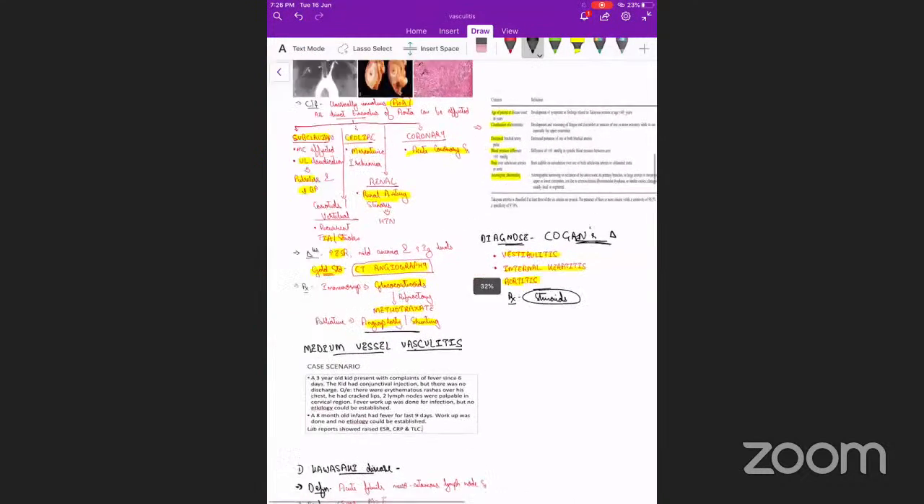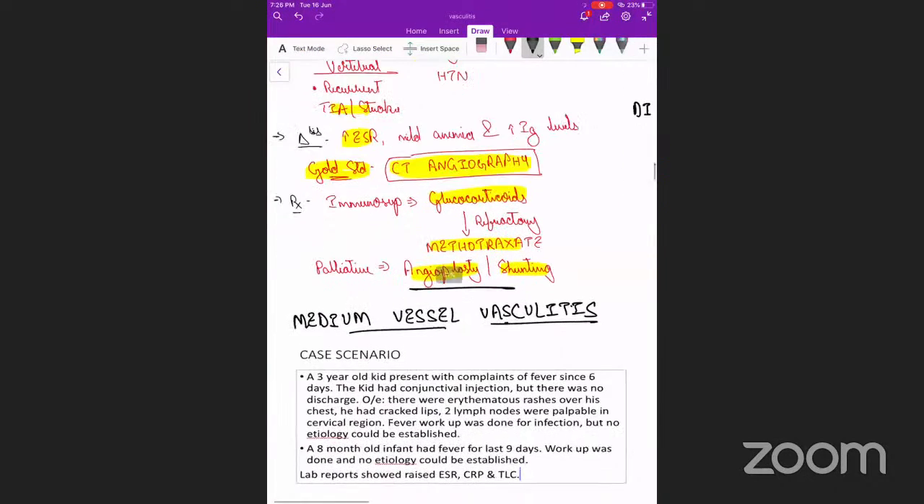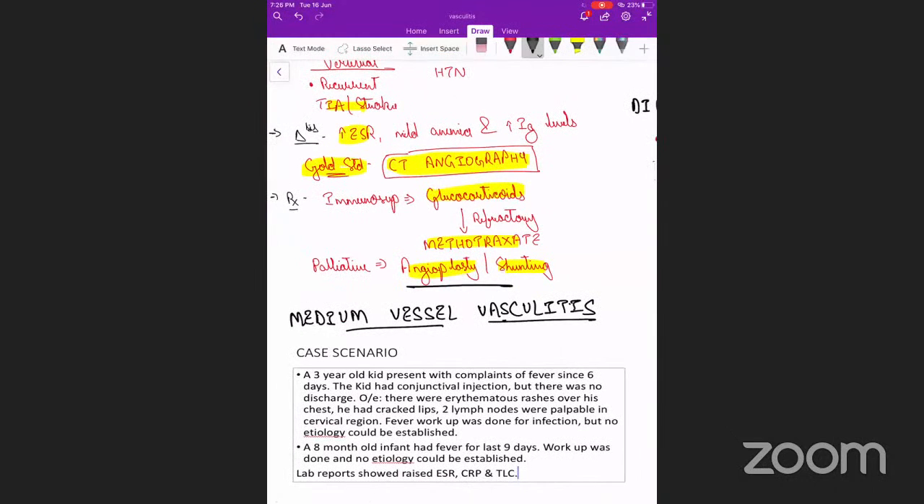So next, let's move on to medium vessel vasculitis. We are done with large vessel vasculitis. Let's see medium vessel vasculitis. So let's look at the case scenario. We have two case scenarios over here.